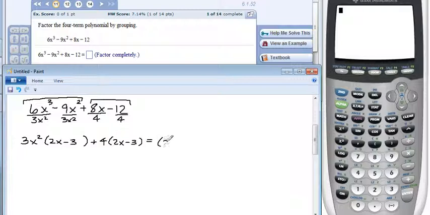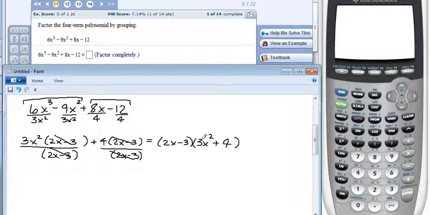So now each one of those has a 2x minus 3 in common, right? So I'm going to divide through by 2x minus 3. These are gone, so all that's left here is a 3x squared. These are gone, so all that's left is a positive 4. And I analyze again. There's nothing in common between these two terms, and there's nothing in common between these two terms. So I'm finished. Now, how do we check to see if that's correct?